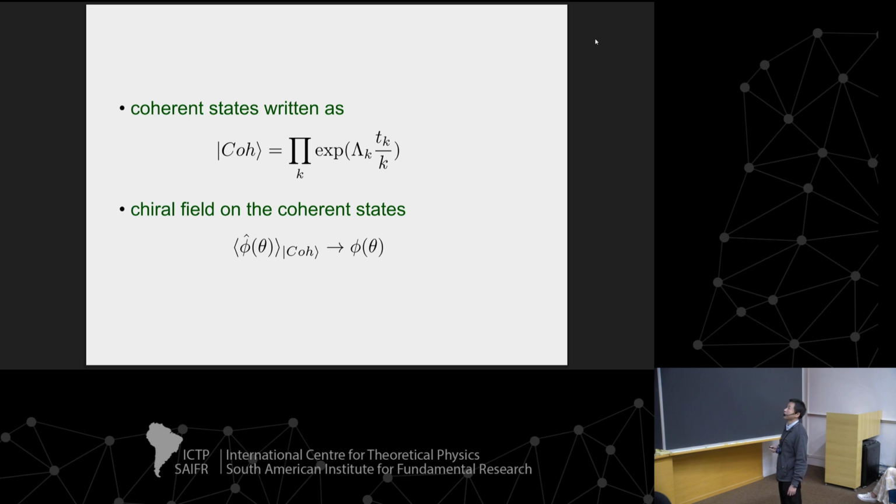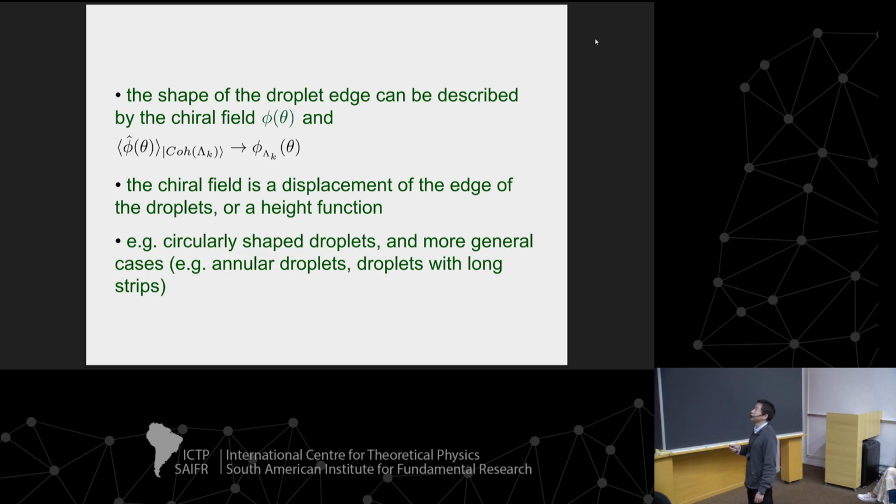One can have a chiral field, phi hat. When the chiral field is evaluated on the coherent state, it gives the shape of the droplet edge. For example, the shape of the droplet edge can be described by the chiral field, phi(theta). We can consider the mode lambda_k coherent states, and the chiral field evaluated on this state gives the corresponding shape of the droplet edge. The chiral field is a displacement of the edge of the droplet, playing the role of a height function.